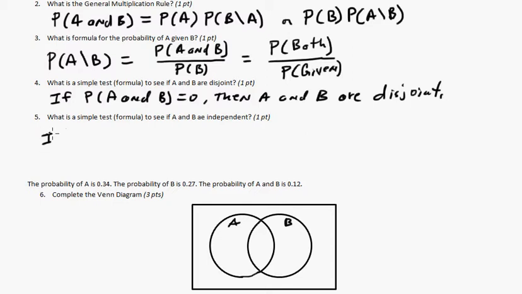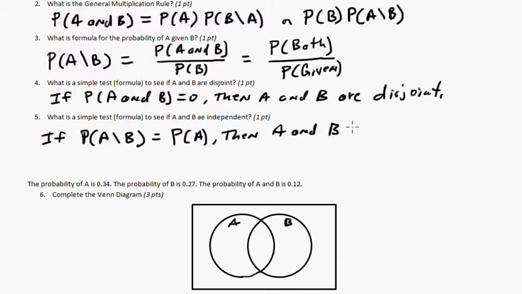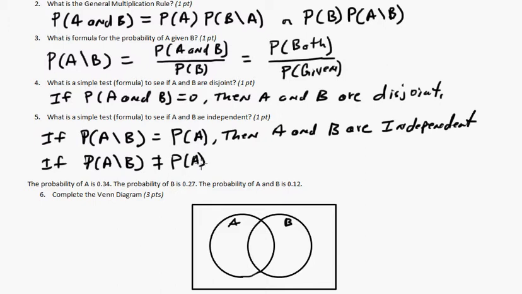Okay, what is a simple test for independence? Well, what we can say is if the probability of A given B is equal to just the probability of A, then what we've shown is that the condition doesn't matter. So then we would say A and B are independent. Otherwise, if the probability of A given B is not equal to the probability of A, then A and B are not independent.